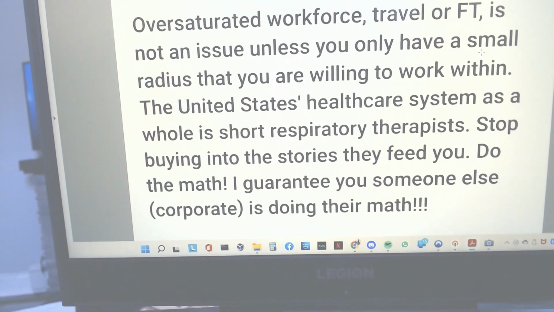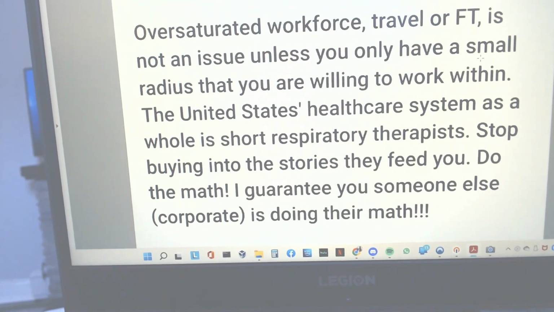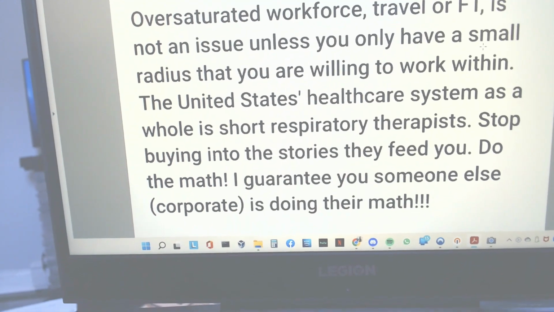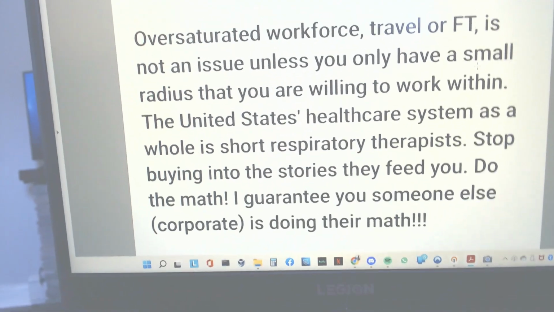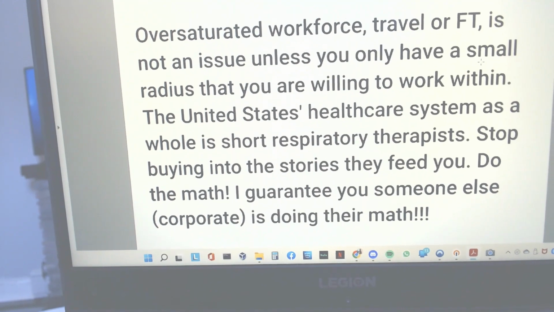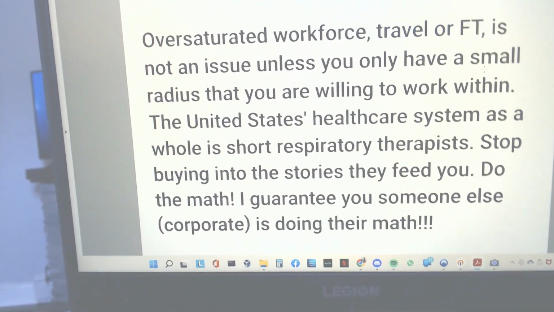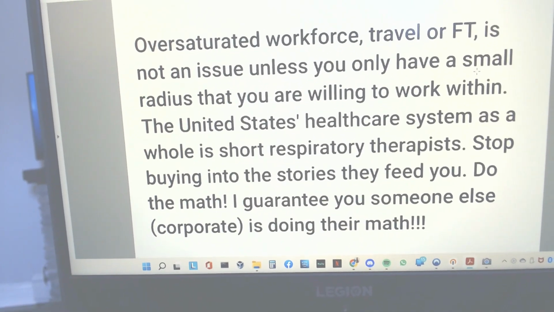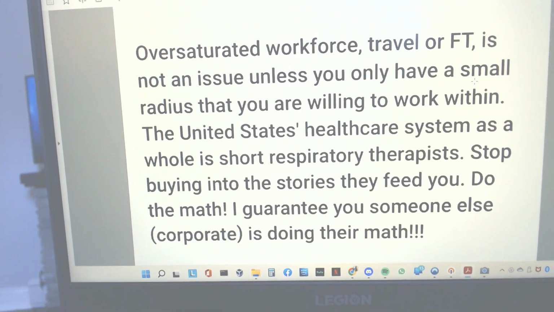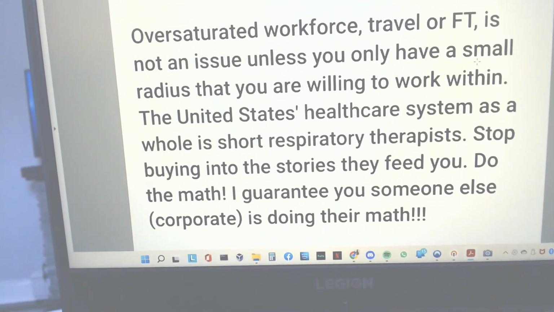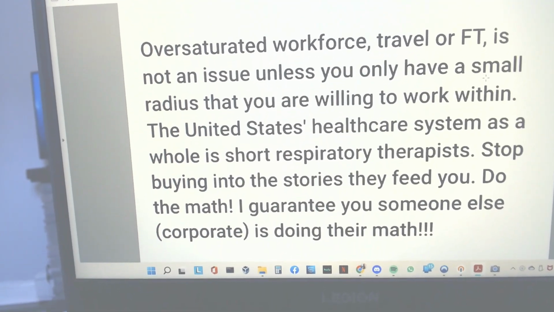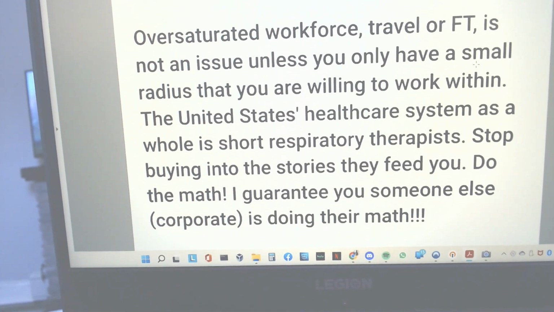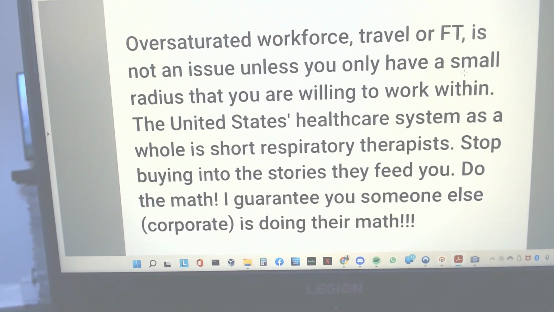All the popular destinations are always going to be saturated because everybody wants to go there. Of course, yes, of course that's an issue. That's an issue with housing. I mean, come on. All right, so the biggest thing here is know your worth. Do the math. I guarantee you someone in corporate somewhere, they are all those businesses, they have people doing their math, telling them what to do, what not to do.